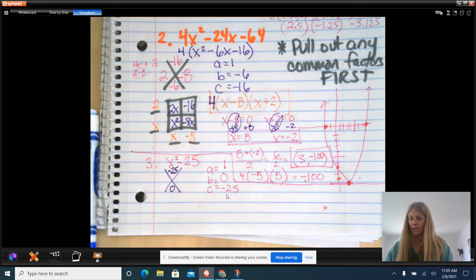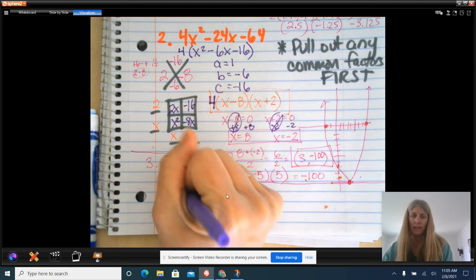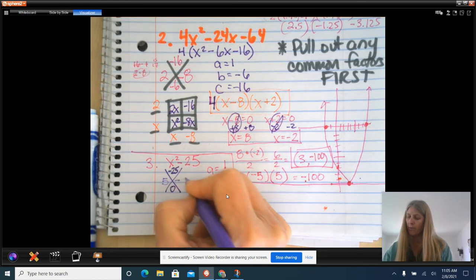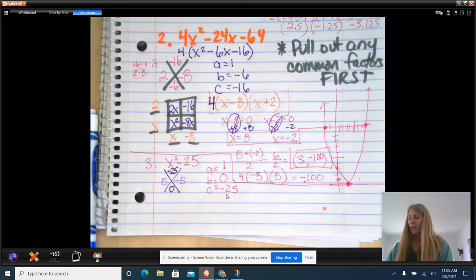Now, whenever you have this, it's actually a pretty quick, good trick because we know the only way to add to 0 is by opposites. So that means it's going to be a perfect square up above, because 5 times negative 5 is negative 25, and then we add them to get 0. So a little trick there.